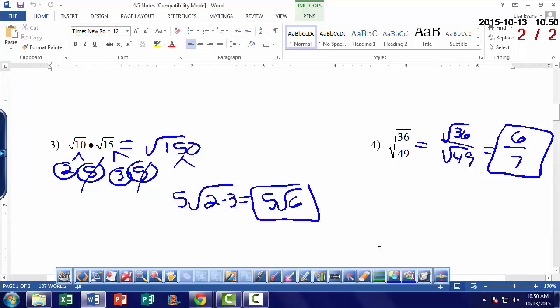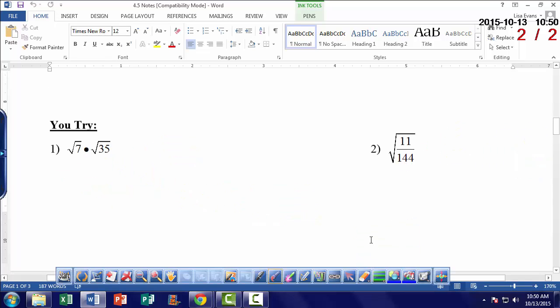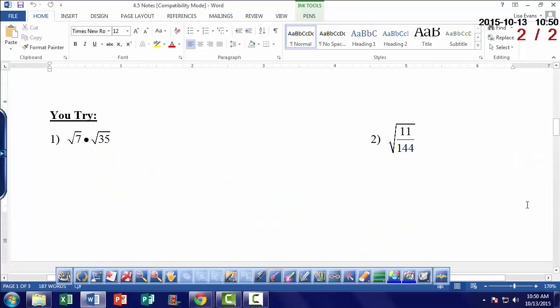All right, I do want you to take a minute to pause the video and try these two U-try problems on your own. Number 2, you do want to write it separate and then see if you can simplify. Now remember, it is okay to have a square root in the numerator. It's just not okay to have a square root in the denominator.